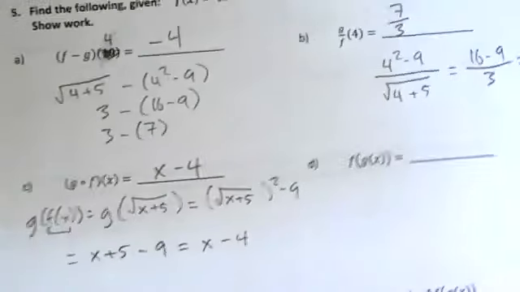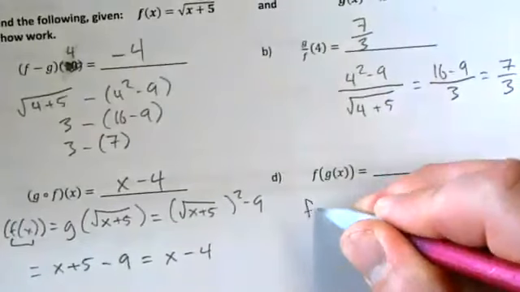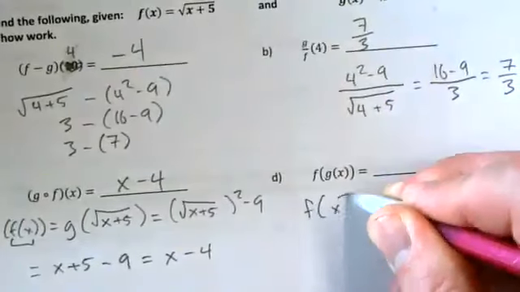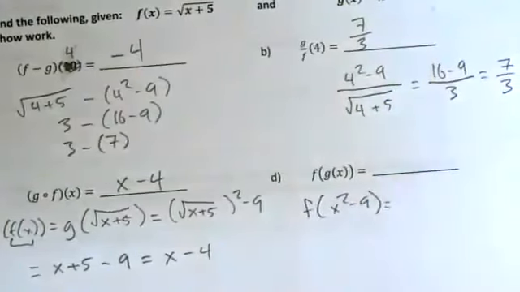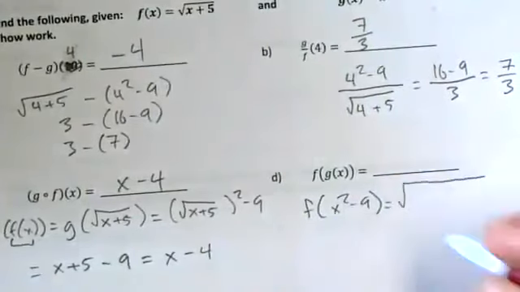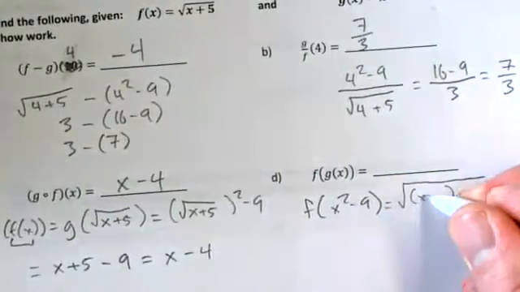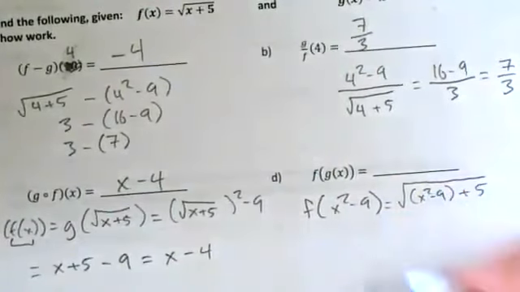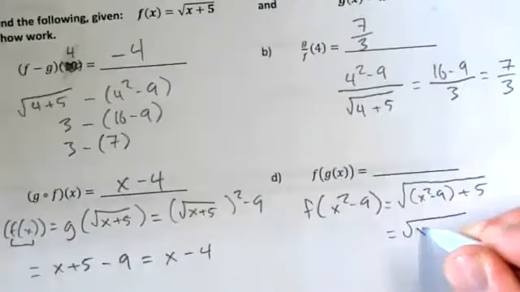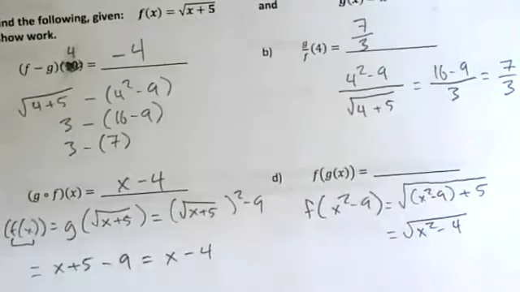All right, let's go the other way and do F of G of X. So F of G of X, G was X squared minus 9. We'll go ahead and plug that into our F function, which was square root of X plus 5. And in place of X, we're putting X squared minus 9. We'll simplify. X squared minus 4. That does not simplify any further. So that's it.